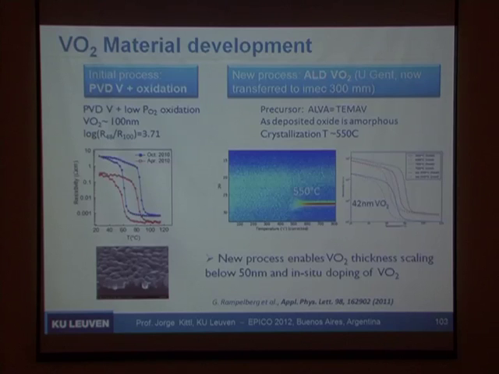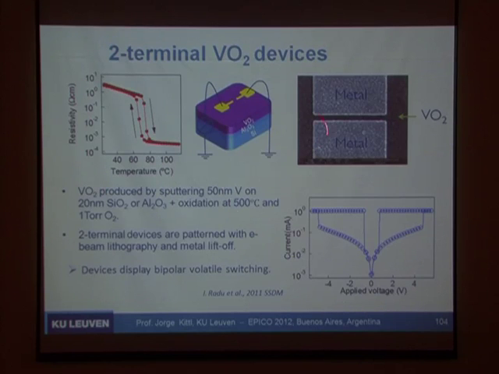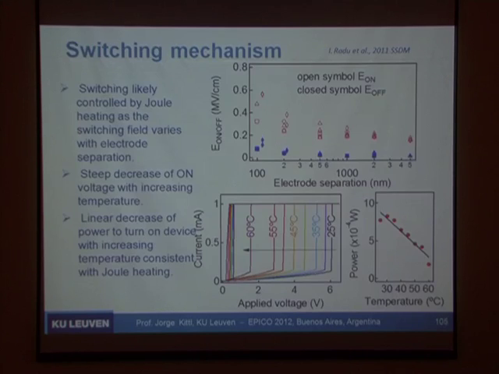So there are a couple of potential applications. We're making films by different techniques, ALD included. Two-terminal devices, we can switch them well. Here the switching is mainly Joule heating. You pass a current, it heats up, it changes. There are people that disagree with that, but our experiments are fully consistent with Joule heating so far.